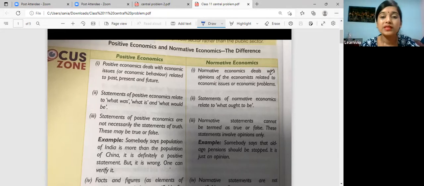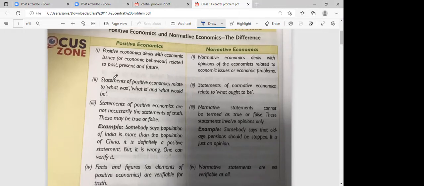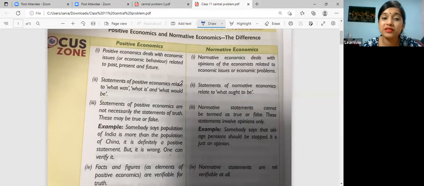But normative economics deals with opinion of an economist related to economic issues or economic problems. When you give someone an opinion, in positive, you are sharing your problem, right? But in normative, I'll just share the opinion. You can purchase the pink one. That will be great. I'm just sharing the opinion. So that will be normative economics. Clear? Yes, ma'am.